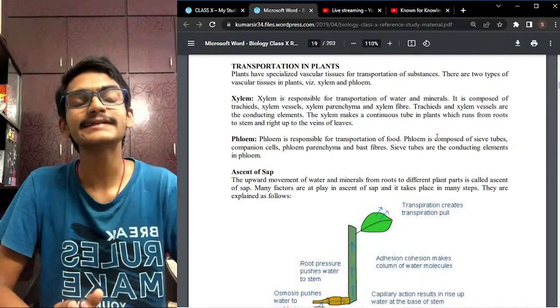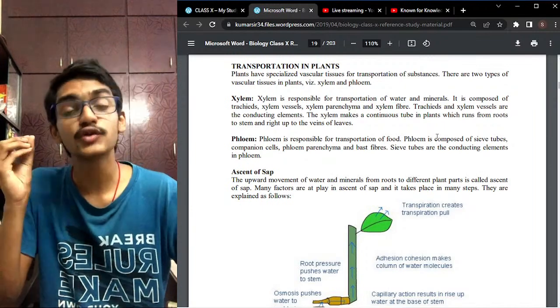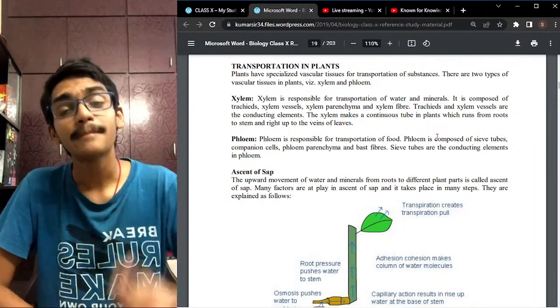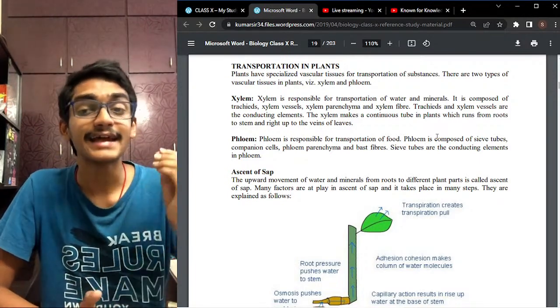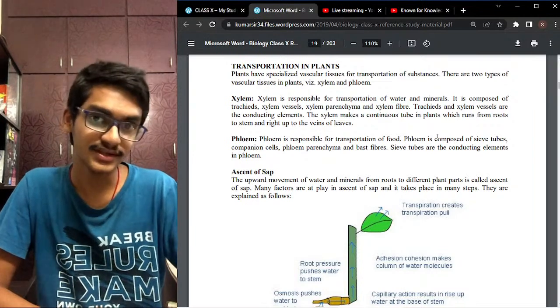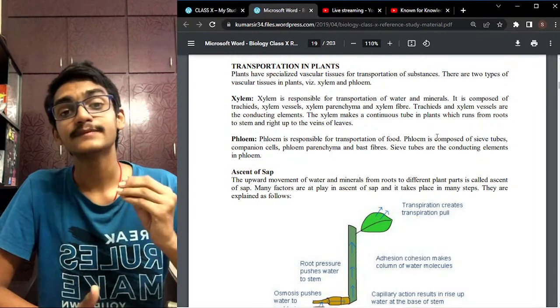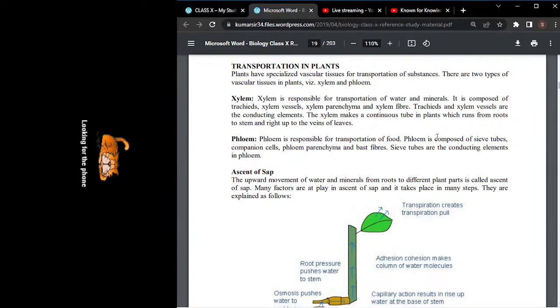Transportation is nothing but the process of distribution of oxygen, food particles, water and minerals to all the parts of the plant body or the animal body or any other living body. That is considered to be the transport system. But before we go to the transport system in plants, let's first look at diffusion.